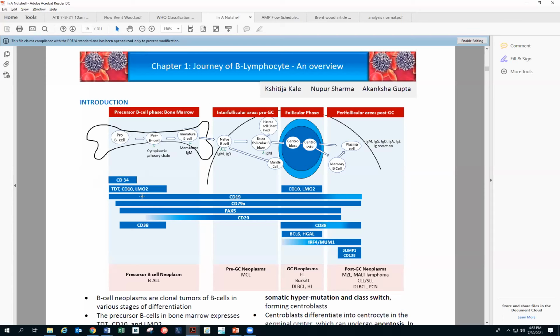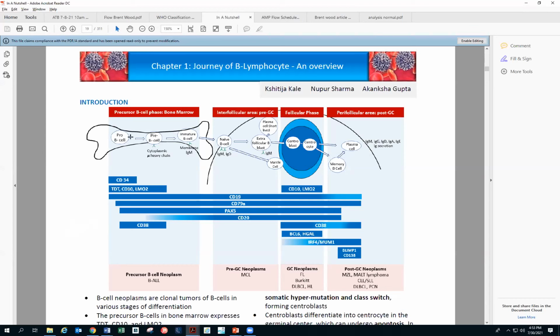CD19 is present until the germinal center stage, and in the plasma cells, as we all know, the CD19 dips. CD79A, however, is present throughout the B cell maturation, even in the plasma cells. PAX5 is a B cell marker. It will be present in the B cell till the memory B cell, but it will not be present in the plasma cell.